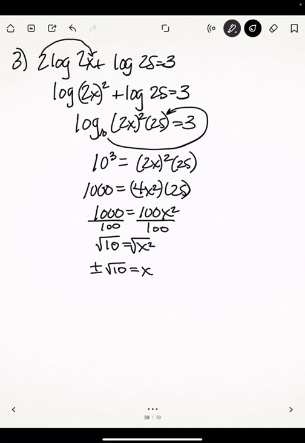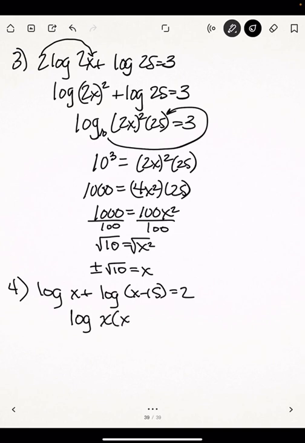I think we've got enough room for example 4 without going to another page. All right, so example 4, we got log x plus log x minus 15 equals 2. All right, so again, we don't have any coefficients in front, so we don't do our power rule, but we do need to go ahead and condense and add. So we're going to make it log and multiply, log x times x minus 15 equals 2.